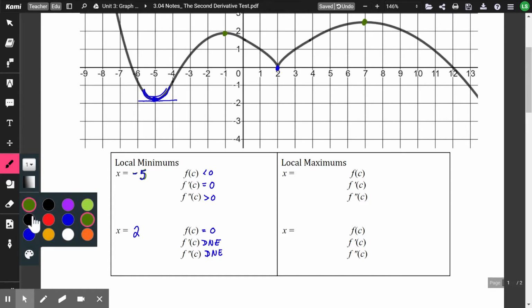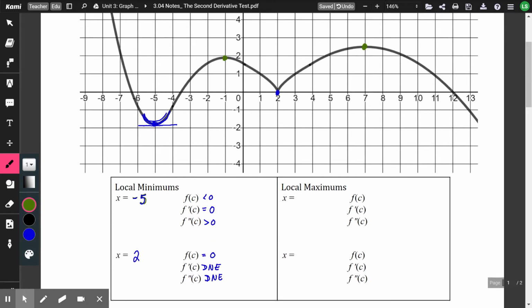In terms of the maximums, for our first local maximum at x equals -1, this would have a positive value for the actual point. Its first derivative, if we consider the tangent line, would be 0. And the second derivative at -1, since we're dealing with a concave down function, would be something that's negative.